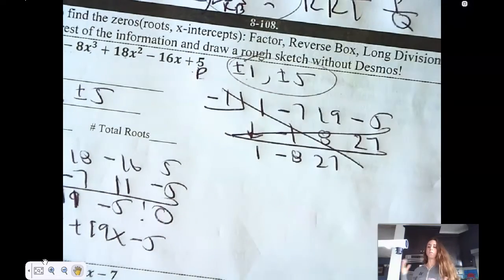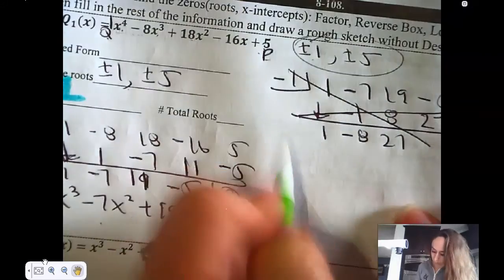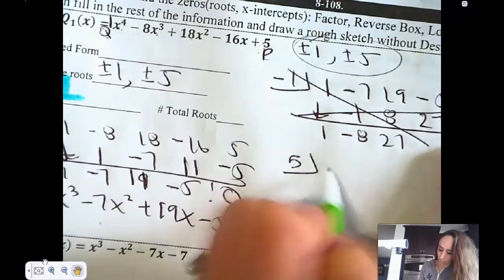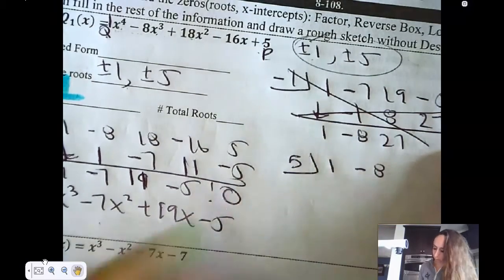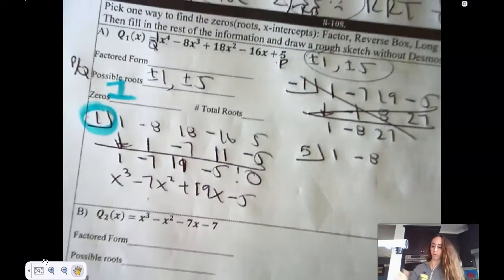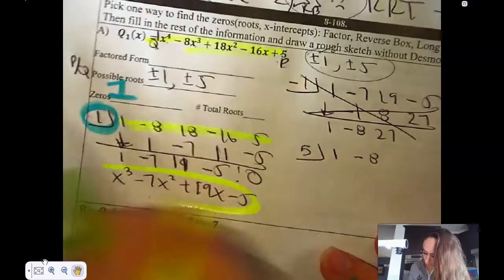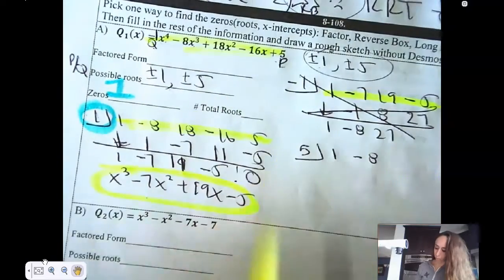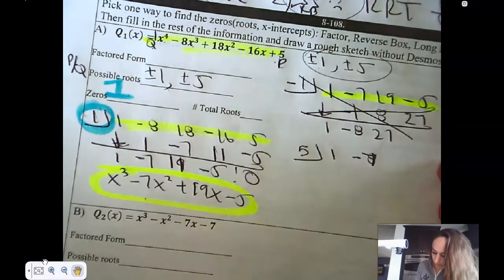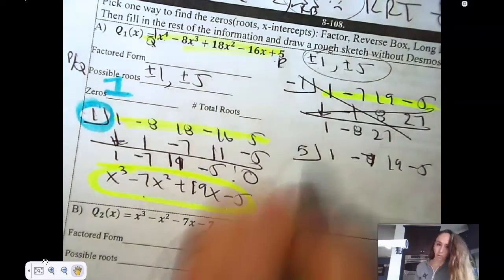So now all that's left are 5 and negative 5. I'm going to try 5. 1, negative 8. Oops, shoot, I'm going back to my original. Go to my new. So here's what I would do. In the beginning, I would go, oh, cool, that's there. But now I need to focus here. 1, negative 7, 19, negative 5. All right. This has got to be second nature.